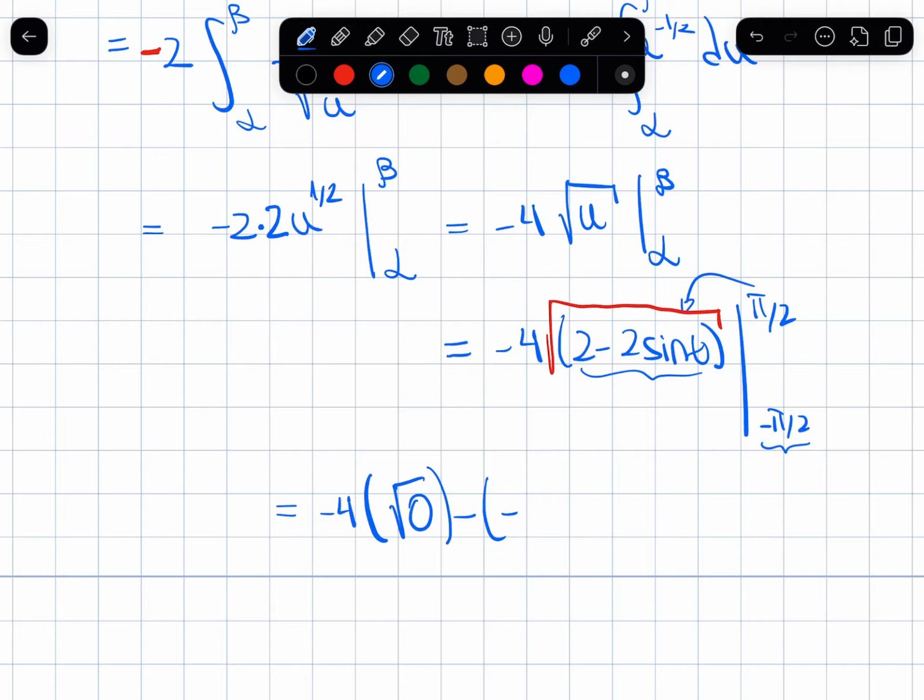and when I plug in a negative pi over 2, the sine is negative, right? So I will end up with 2 plus 2 like this, square root still. So this is going to be nothing here. It's going to be positive 4 times the square root of 4, so 4 times 2, which is 8. Look at how weird this is.